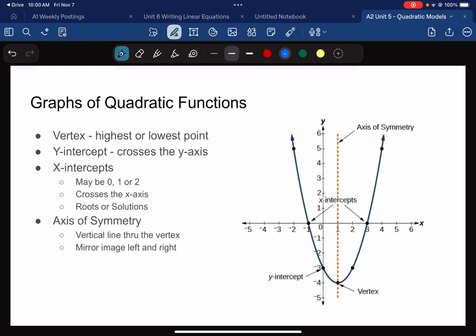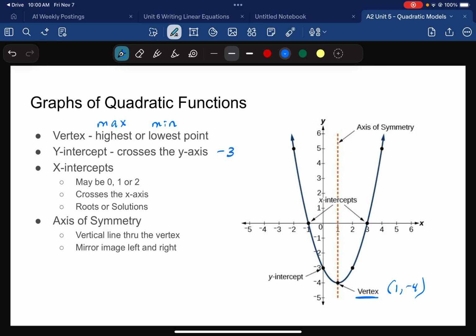And first, graphs of quadratic functions, just knowing the parts of a parabola. So the vertex is simply the highest or lowest point on the graph. You can see here the vertex on this particular parabola is positive 1, negative 4. Highest point is often called the maximum point, and then the lowest point is called the min. So they'll ask if the parabola has a max or a min. Y-intercept is simply where it crosses the y-axis, and you can see there that it looks like it crosses at negative 3. So we'd say negative 3 is the y-intercept.